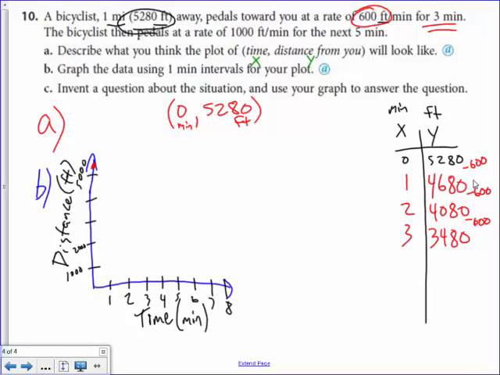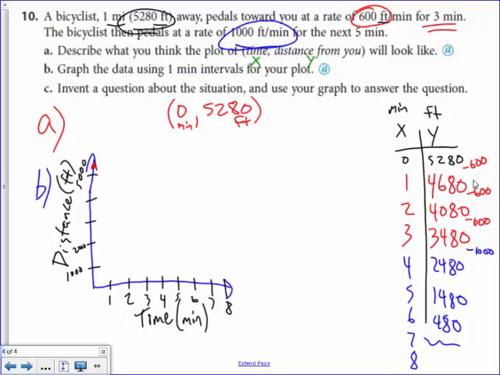But then what happens? It says it's going 1,000 feet per minute for the next 5 minutes. So 4, 5, 6, 7, 8. There's the next 5 minutes. So 1,000 now. So 2,480, right? Because I'm subtracting 1,000, and then 1,480, and then 480. And then guess what's going to happen right here? We'll talk about that. Okay, so let's go graph all those points first of all.